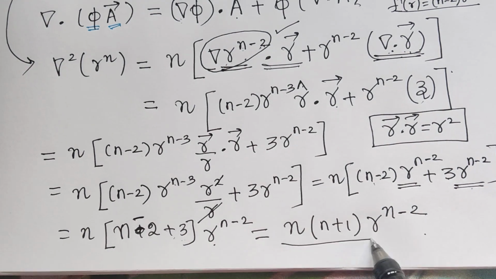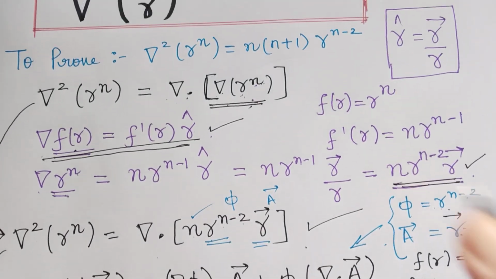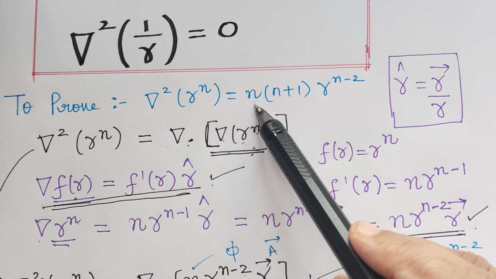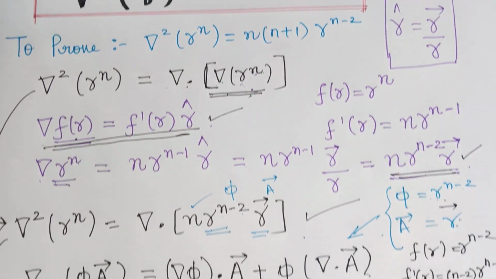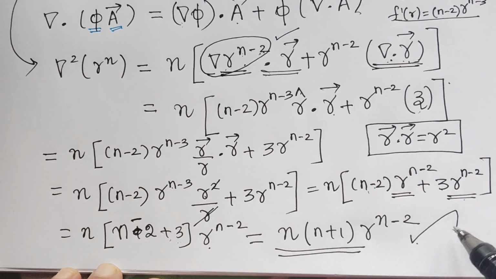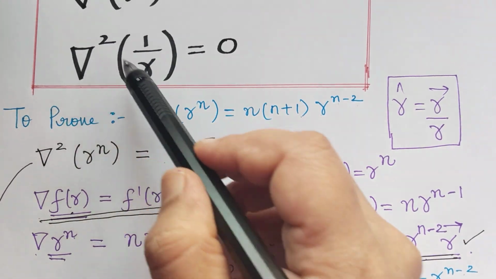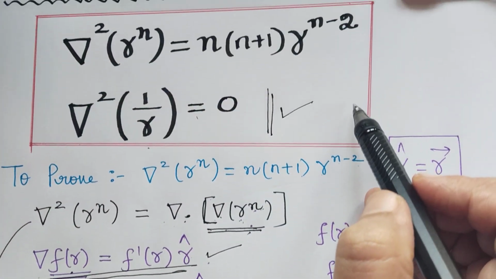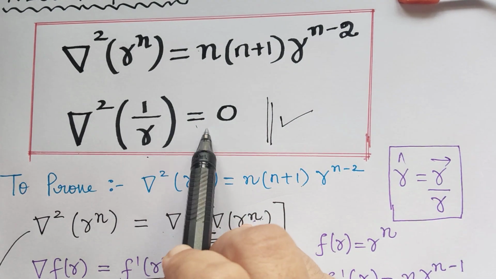So therefore we have obtained the required result. That is, we wanted to prove that nabla square of r power n is equal to n into n plus 1 r to the power n minus 2. And hence we have proved this result. Now the next result is nabla square of 1 by r is equal to 0. So we shall prove this. Actually we are going to make use of this result and we are going to prove this. So let us see the proof now.